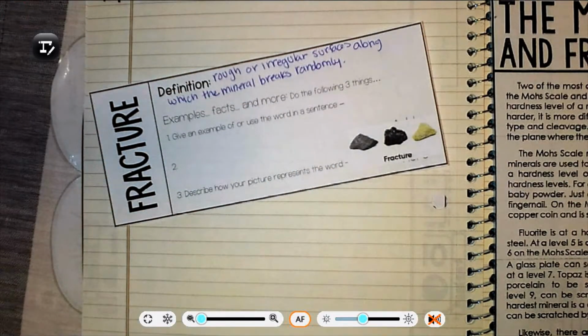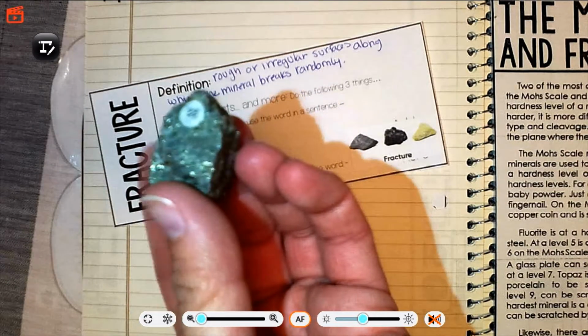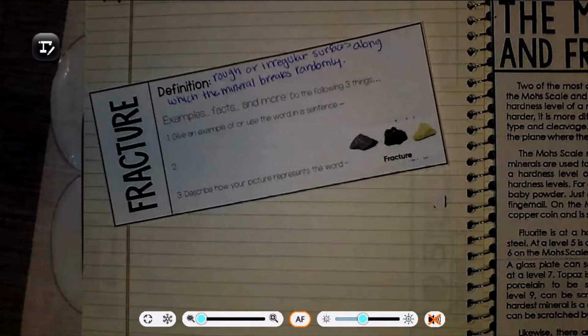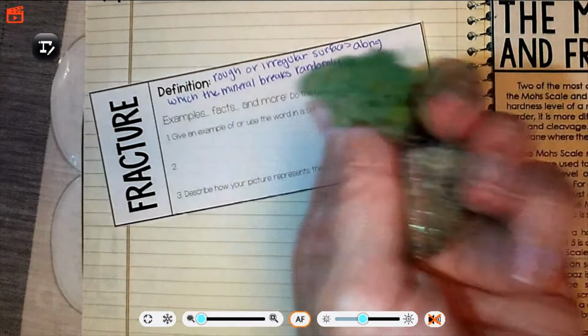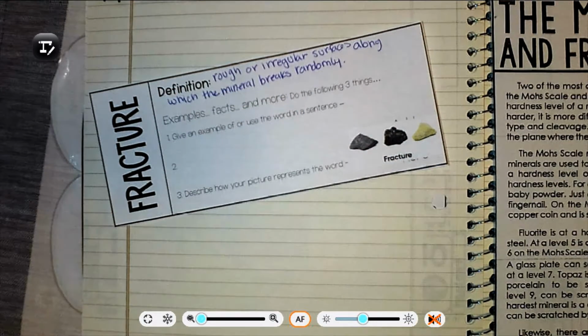An example of fracture would be just when it looks rough, uneven, there's no specific thing. So this would be like a fracture. This is pyrite. Or like this, very rough and uneven. Okay.